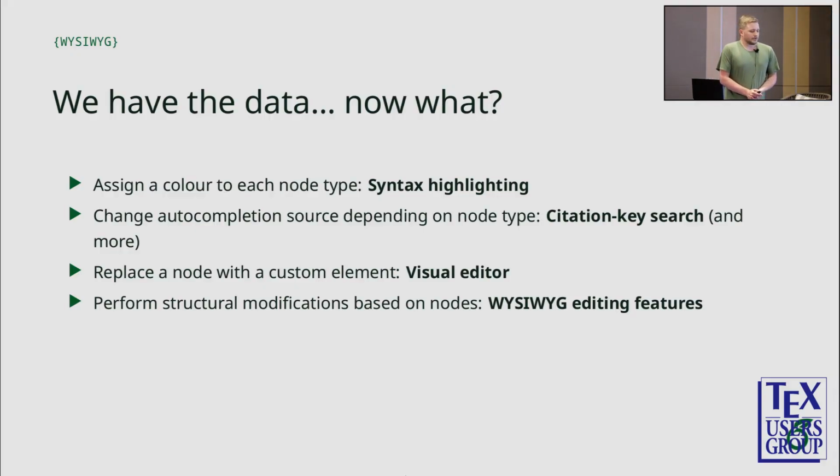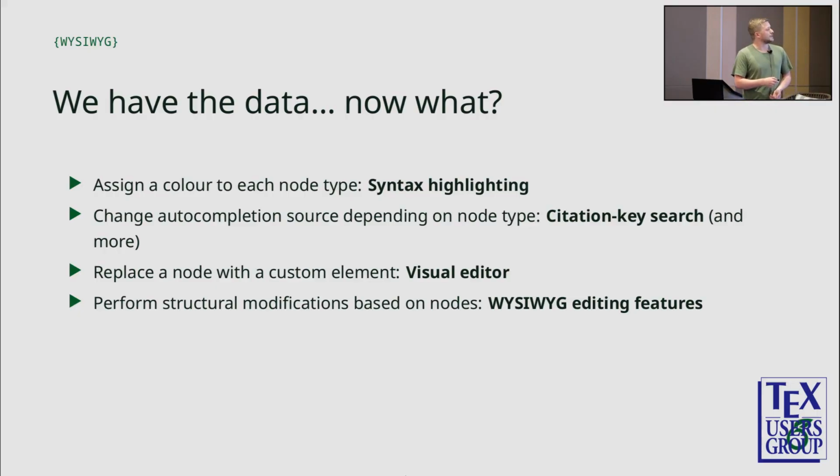Okay, so we have a grammar. We have the syntax tree. Now what do we do? What can we use the output for? Well, a few things just sort of fall into place with this output. If we assign a color to each node type, that pretty much gives us syntax highlighting.